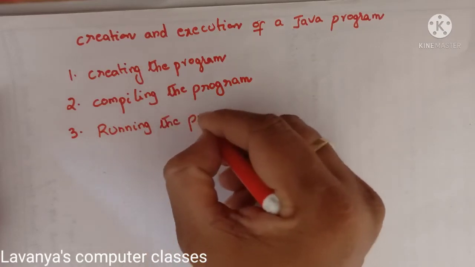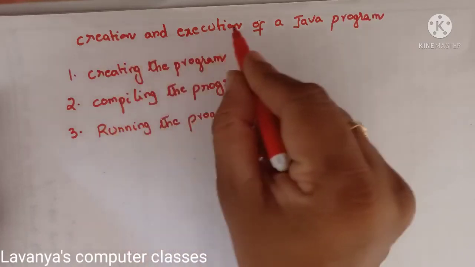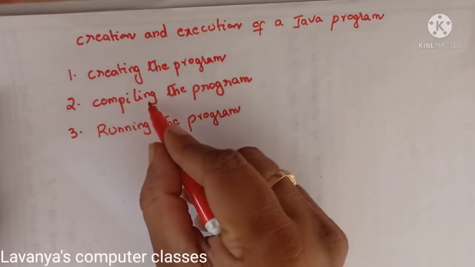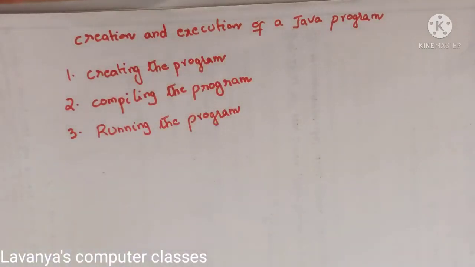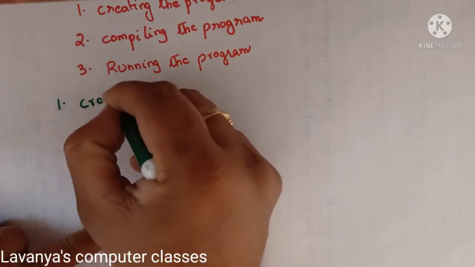So creating, compiling and running. These 3 steps are necessary for any Java program. So first we go for how to create a program. For creating a program, first step.